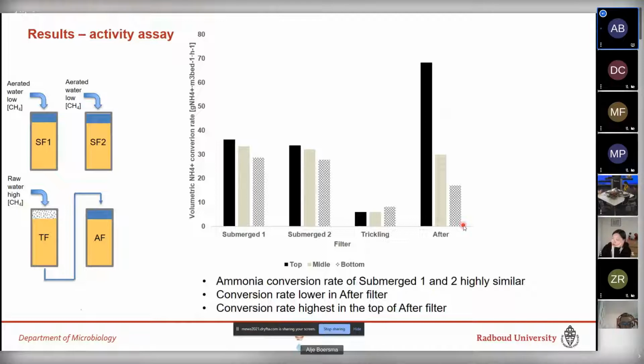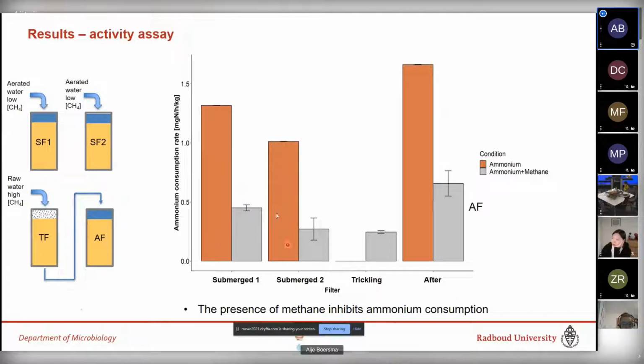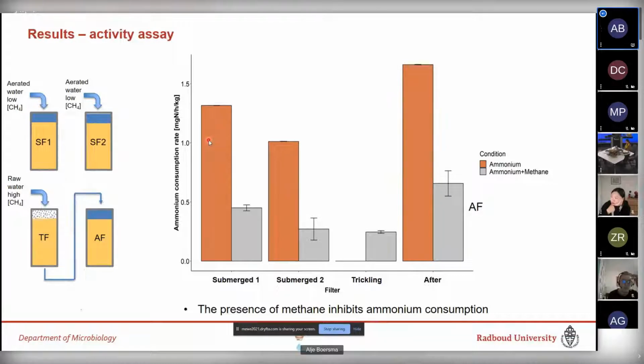We then did more activity assays, but this time we did not only feed ammonium, but we also fed ammonium and methane both. So in brown it's just ammonium, then in gray ammonium and methane. And you can see that in every filter where there is ammonium consumption, when we add only ammonium, when we then add methane, the ammonium consumption lowers quite drastically. So it seems that also in our incubations, the presence of methane is hampering ammonium oxidation.